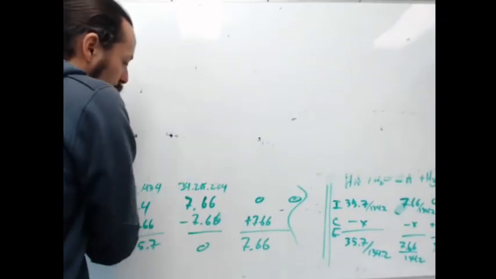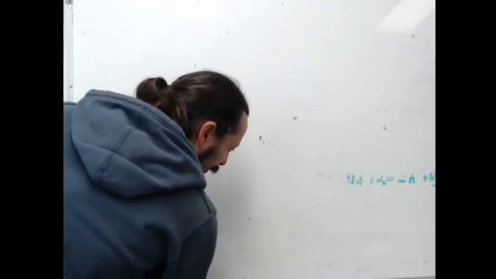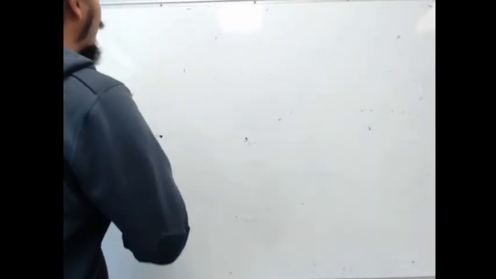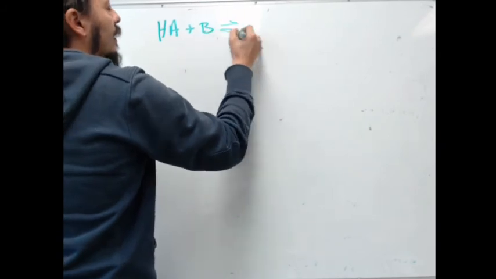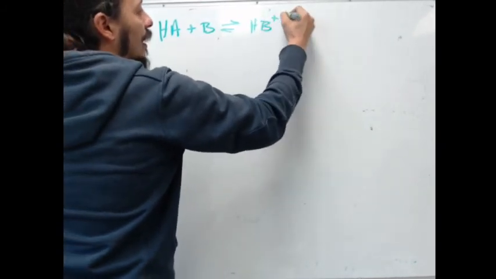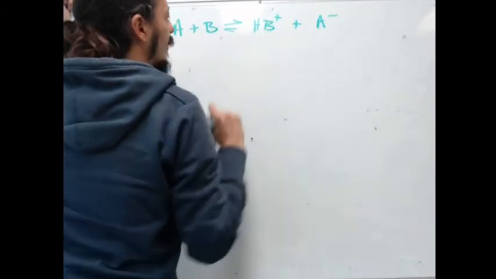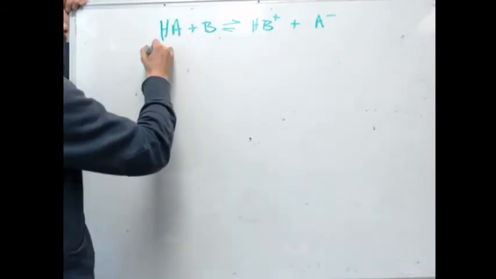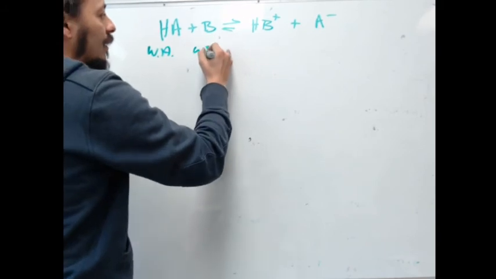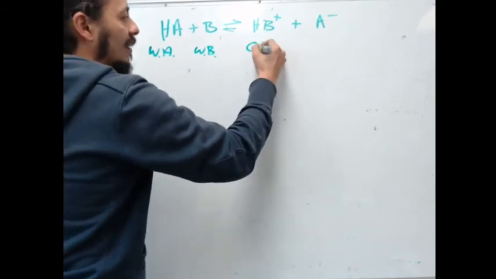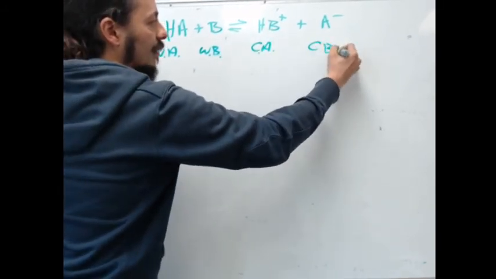So, when we want to think about this in terms of a weak acid, weak base interaction, we're going to go ahead and say HA plus B goes to HB plus plus A minus. This is a weak acid. This is a weak base. This is a conjugate acid. This is a conjugate base.